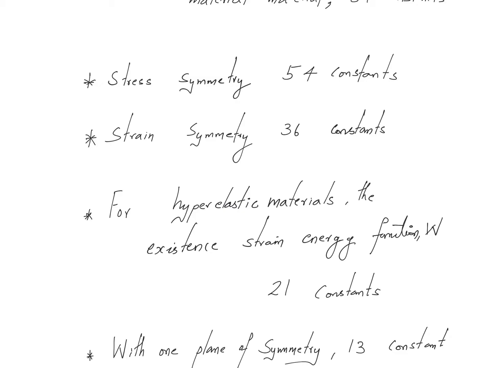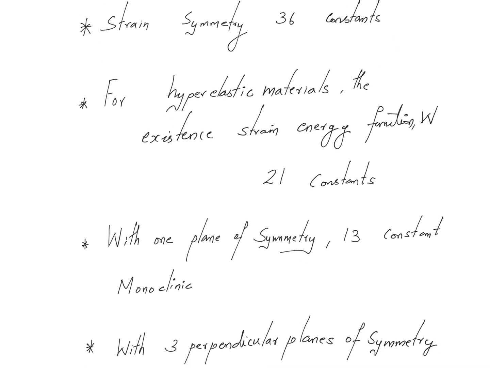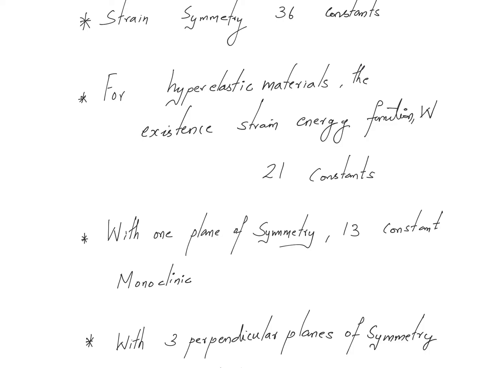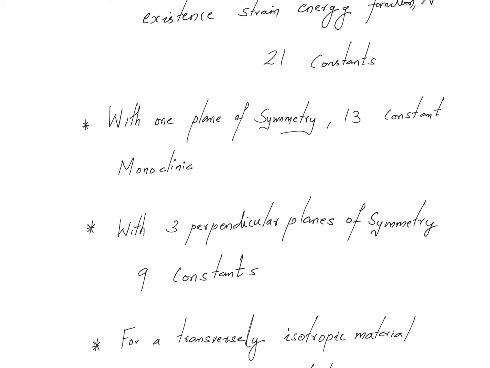Now we will start talking about special materials, like materials which have planes of symmetry. For example, let's say monoclinic material, where there is one plane of symmetry. Then you can further bring down the number of constants from 21 to 13. Then for orthotropic materials, which are widely used in composites, this particular material model suits the properties of composites. For orthotropic materials, you have three planes of symmetry, and these three planes are mutually perpendicular. Then you are left with 9 constants to deal with.